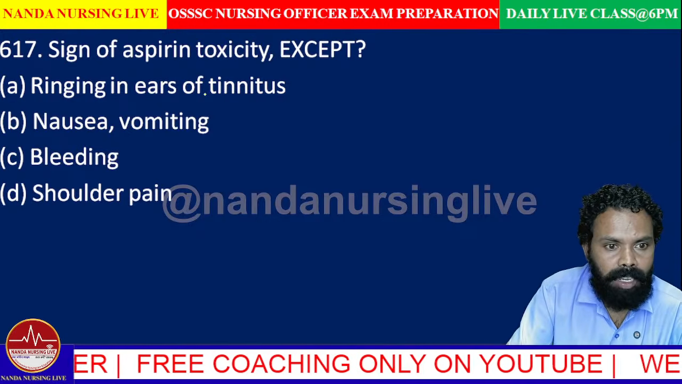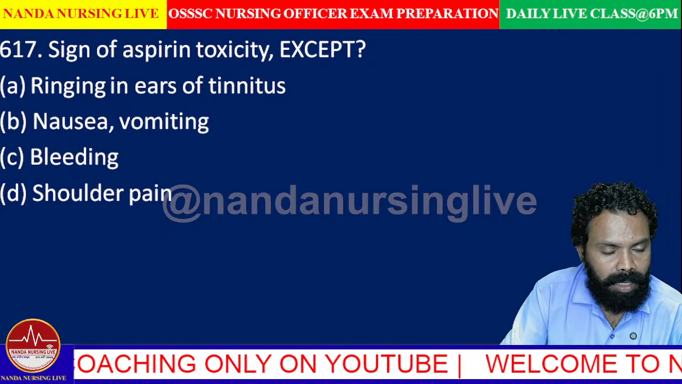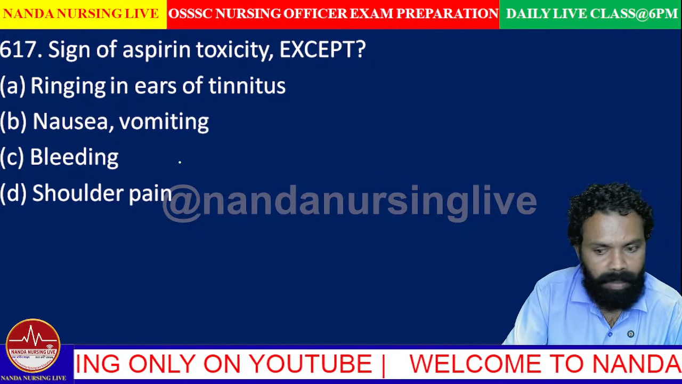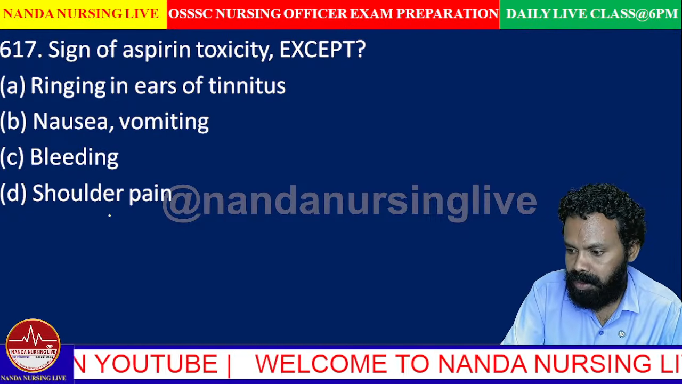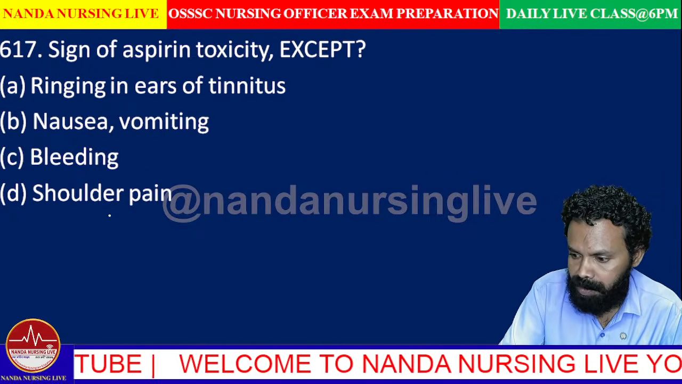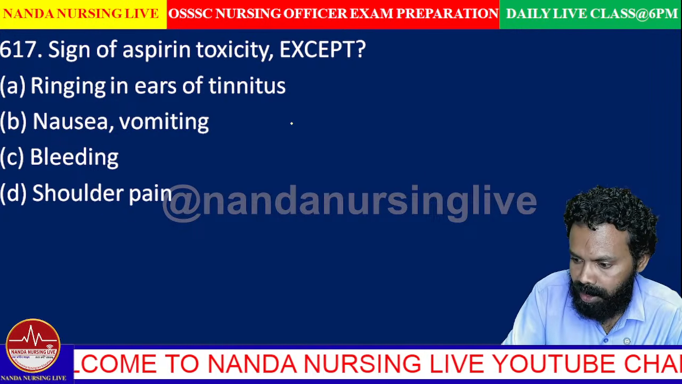Then, signs of aspirin toxicity except: option A ringing in the ear, tinnitus, option B nausea, vomiting, option C bleeding, option D shoulder pain. What are the signs of aspirin toxicity? Tinnitus, ringing in ears, yes or no?